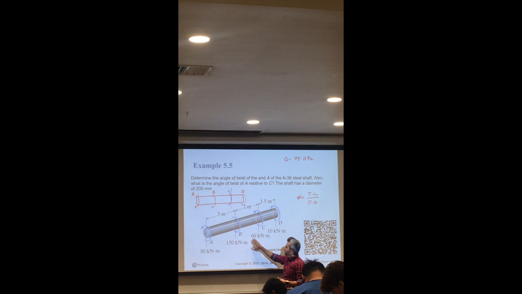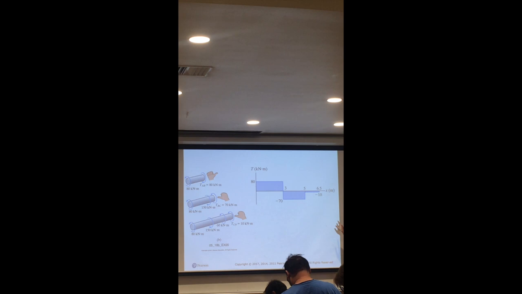So you can see that. And then we move on to this next section, where we have negative 70 and positive 150, so positive 80, and you already have positive 80 there. So hopefully, if you draw your torque versus x diagram, it's going to look like this. It starts with negative 10, which was the CD section, goes down to negative 70, which was the BC section, and then it jumps up to positive 80, which was the AB section.